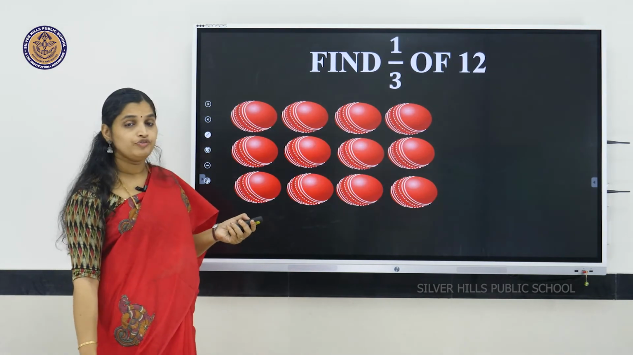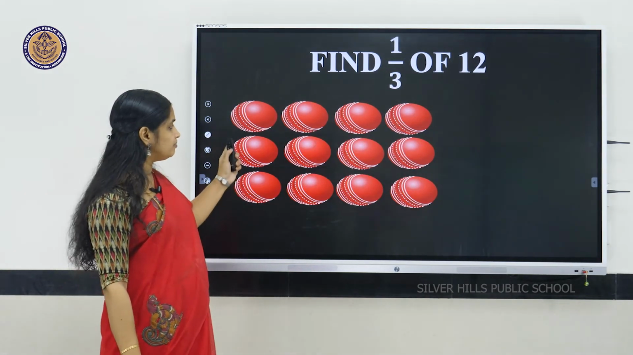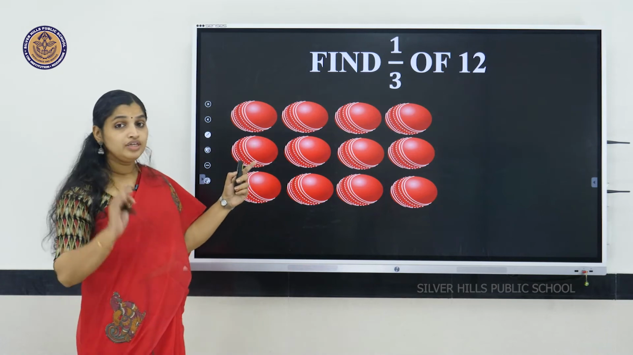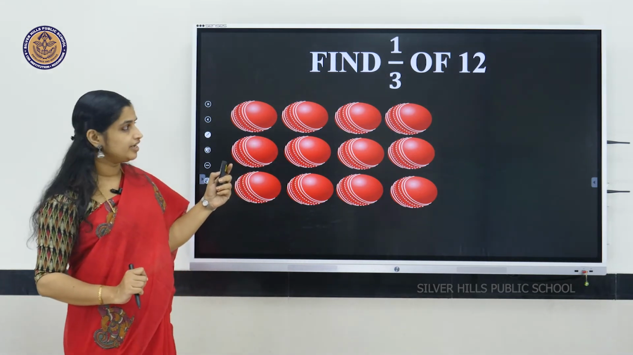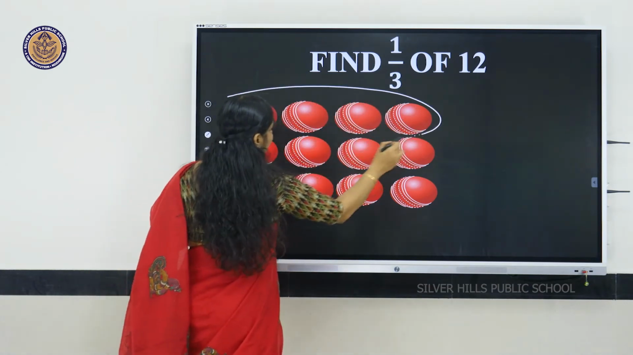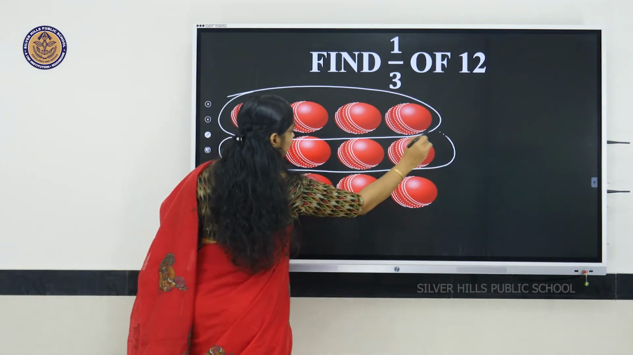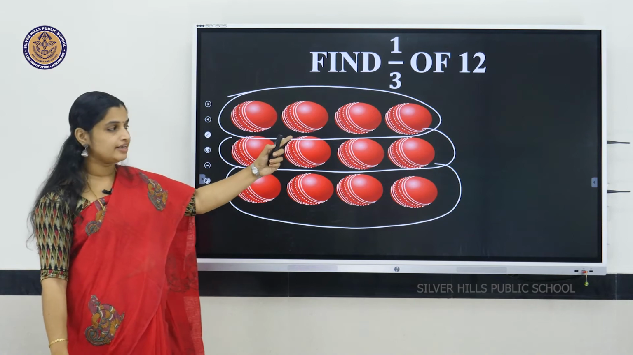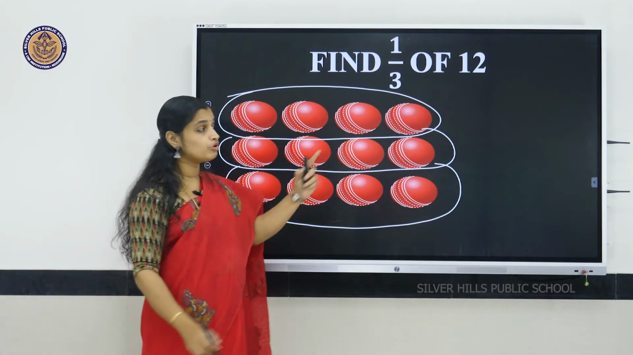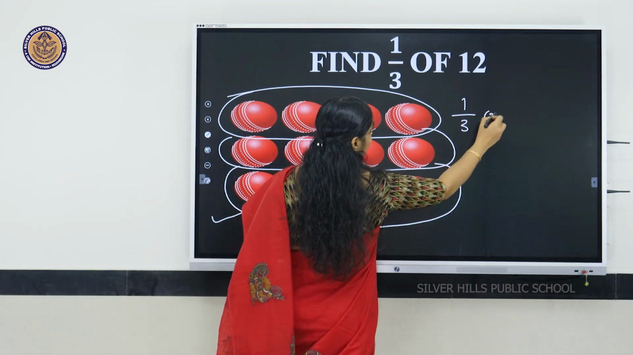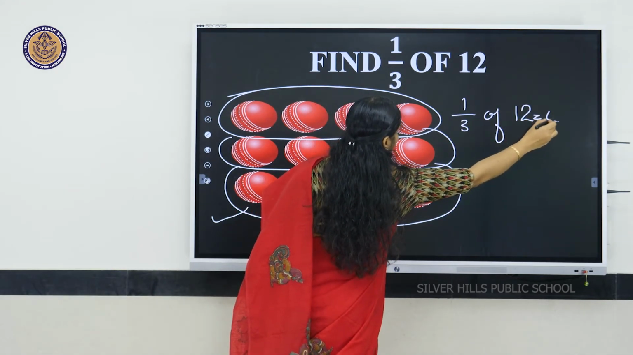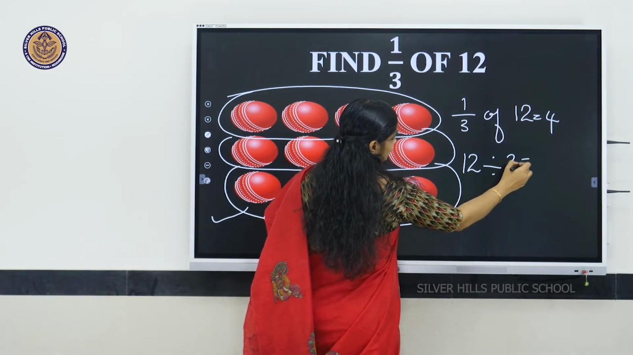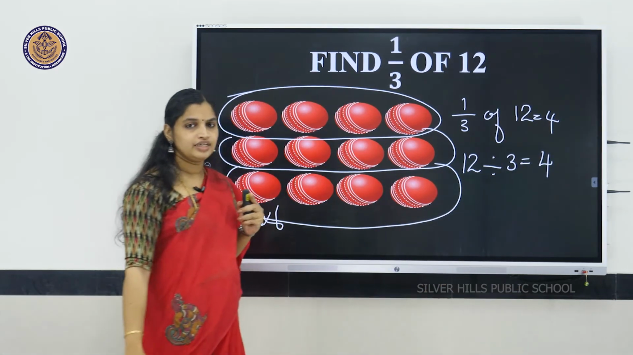Now next, we are going to find 1 by 3 of 12. That means 12 balls are here. We have to divide these 12 balls into 3 equal groups. So how can we divide this? So I am going to divide one group, second group, third group. Now see, in one group how many balls are there? In one group 1, 2, 3, 4 balls are there. So what is 1 by 3 of 12? It is 4. Or we can find like this, 12 divided by 3. You know division, right? 12 divided by 3 is 4.